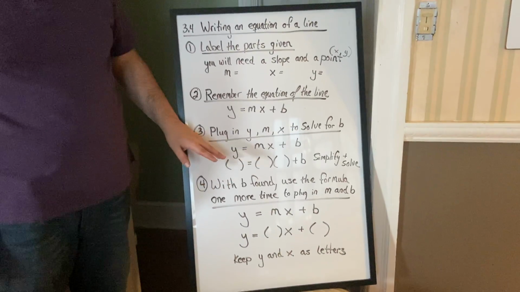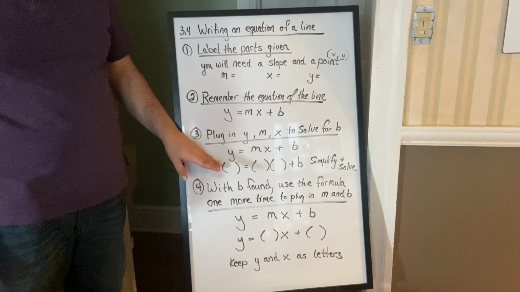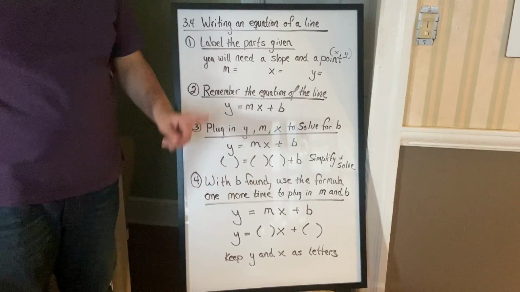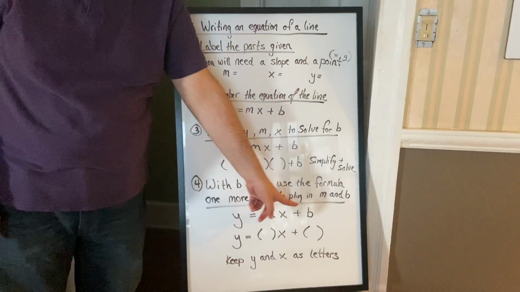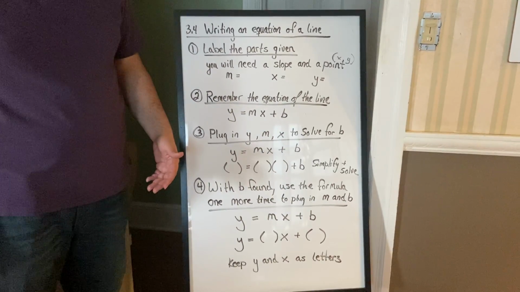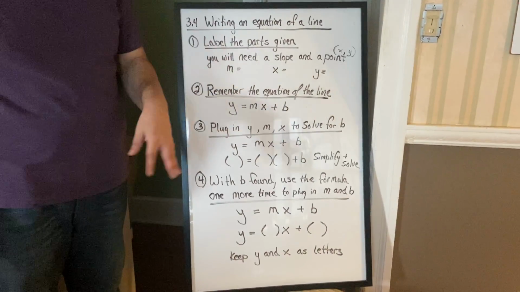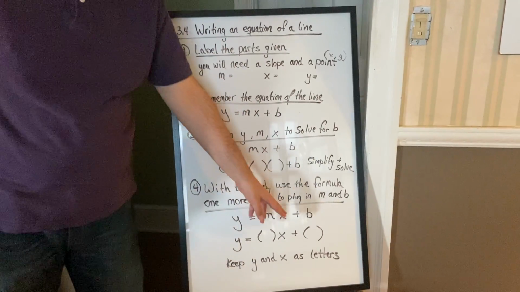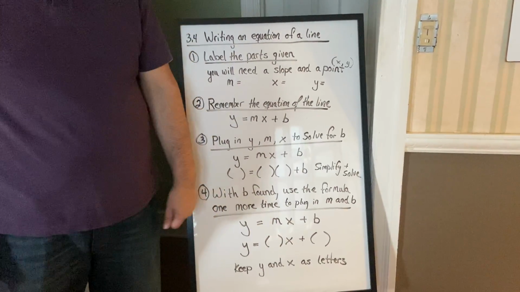Once you do that, we're going to simplify. Remember, distribute to get rid of the parentheses and solve for the letter b. Once you find b, we're going to use this formula one more time, but in this case, we're only going to plug in for the letter m and b. You have to keep y and x as variables, because every equation of a line is always y's and x's, not m's and b's. The m they give you in the beginning, the b is what we just found in the previous step. That way, we have the equation of the line.